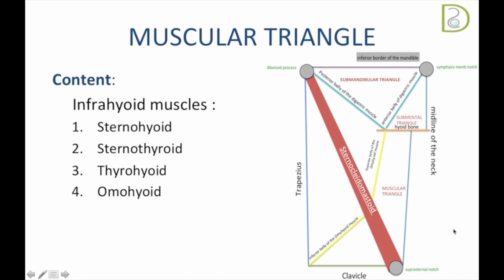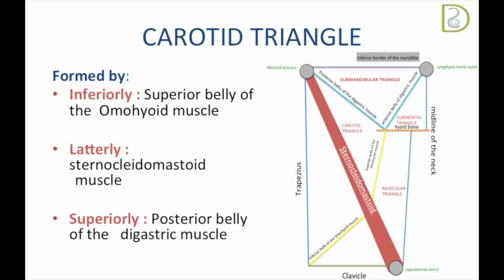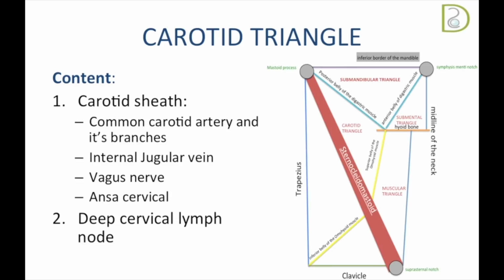The contents of this triangle are the infrahyoid muscles, which consist of the sternohyoid, sternothyroid, thyrohyoid, and omohyoid. The last triangle we have is the carotid triangle, formed inferiorly by the superior belly of the omohyoid muscle, laterally by the sternocleidomastoid muscle, and superiorly by the posterior belly of the digastric muscle. The contents of the carotid triangle are the carotid sheath, which consists of the common carotid artery and the internal and external carotid arteries. We have the internal jugular vein, the vagus nerve, the ansa cervicalis, and also the deep cervical lymph nodes.